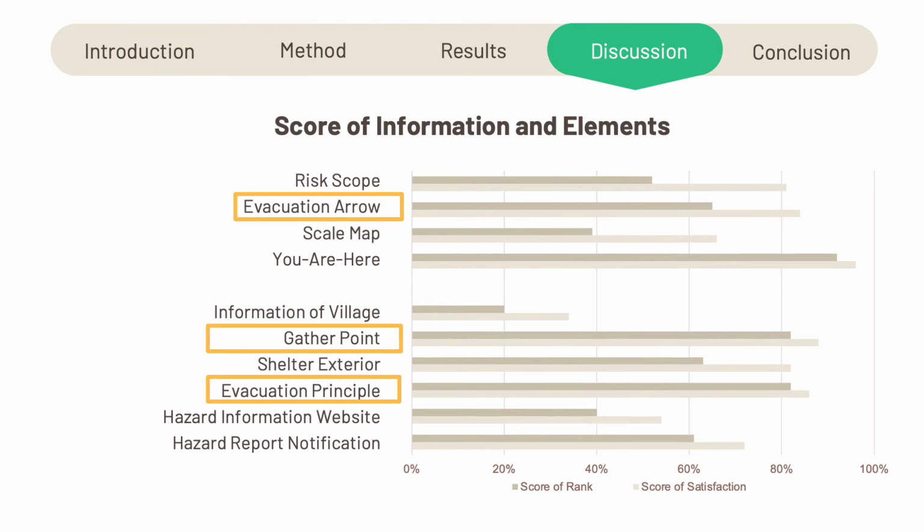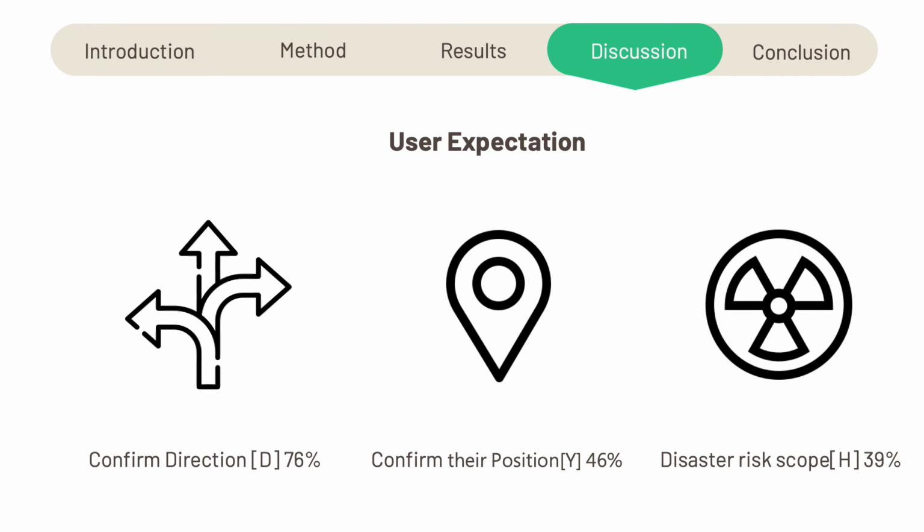In future evacuation map design, we can integrate important information content by reading the sequence step by step. Therefore, users can first read the critical content, such as gather point and evacuation principle, in sequence. When mentioning an ideal map, 76% of the respondents mentioned confirming the direction. Carrying an exact gather point in the information helps users know where to go.